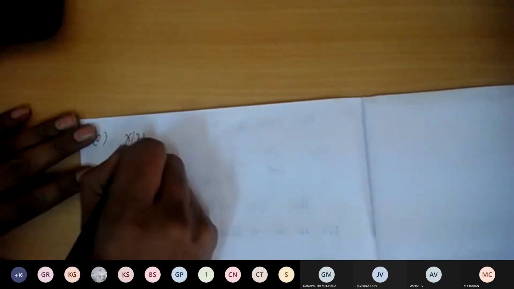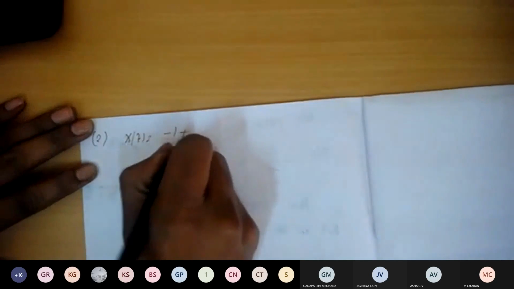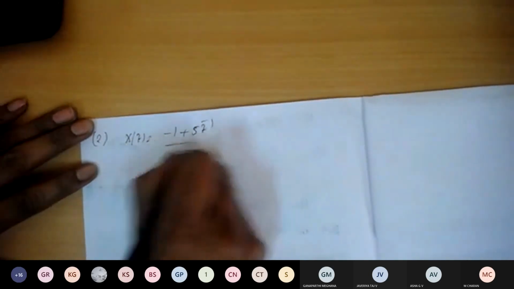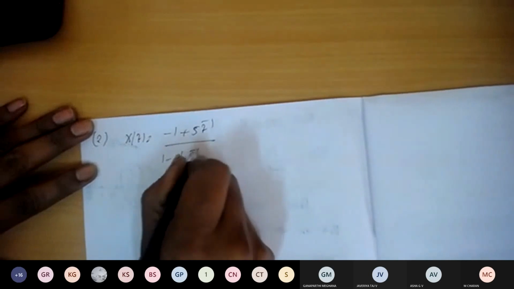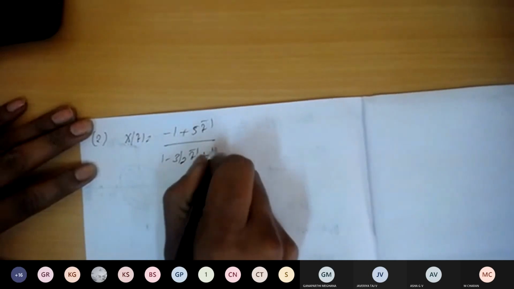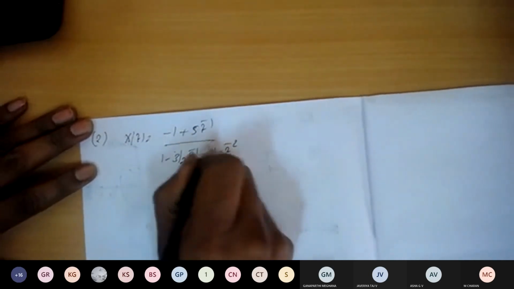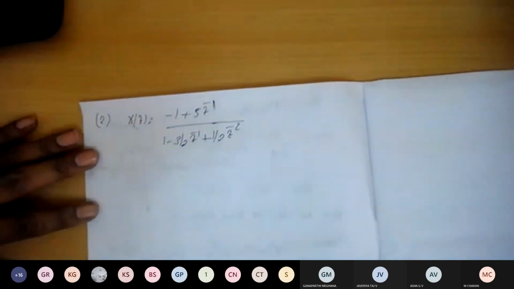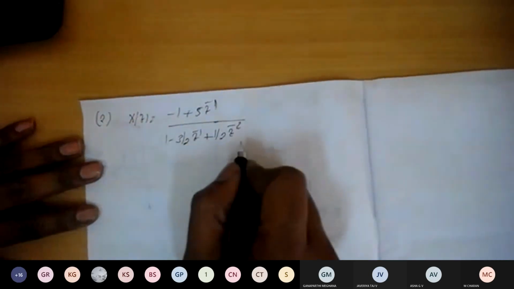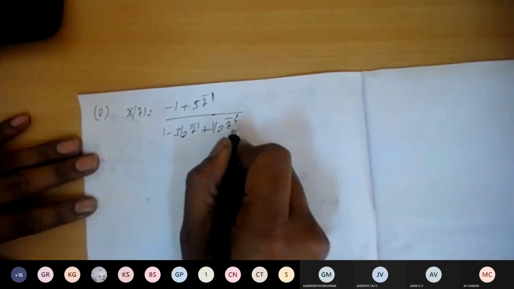So consider the problem: X of z is equal to (-1 plus 5 z inverse) divided by (1 minus 3 by 2 z inverse plus 1 by 2 z to the power of -2). So here all the terms are in terms of z inverse.